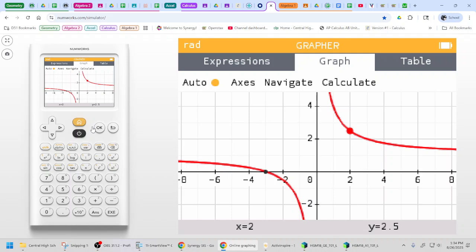And if it's coming from the right, you just drop the absolute value.